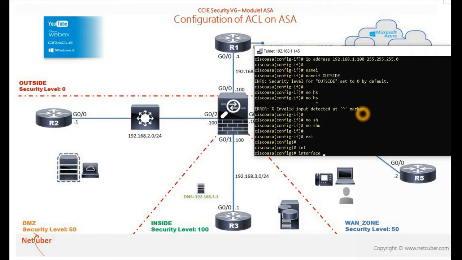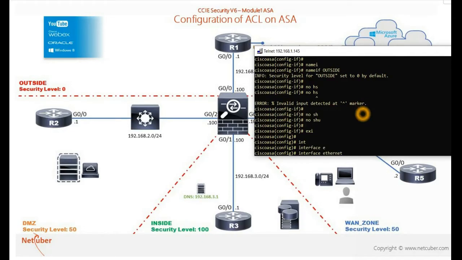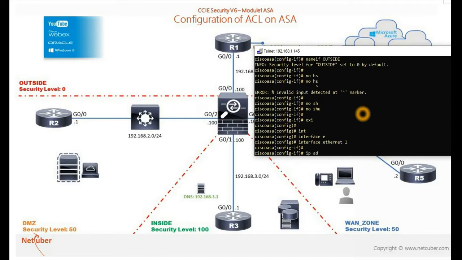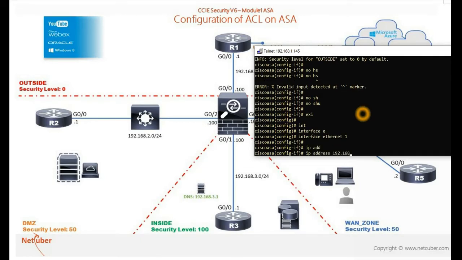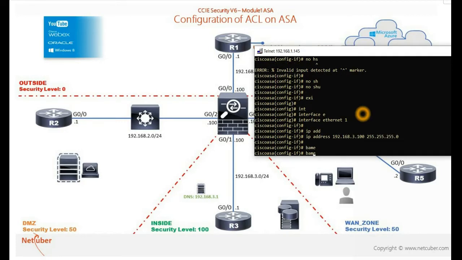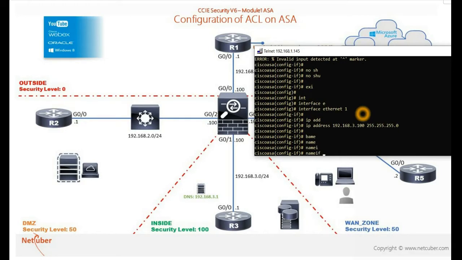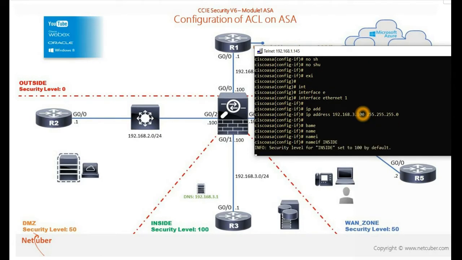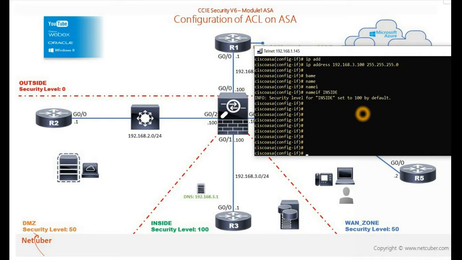Now let's go to the inside interface, which is Ethernet 1, IP address 192.168.3.100/24. Nameif inside. It has taken security level of 100, that is the default nature. So now no shut.